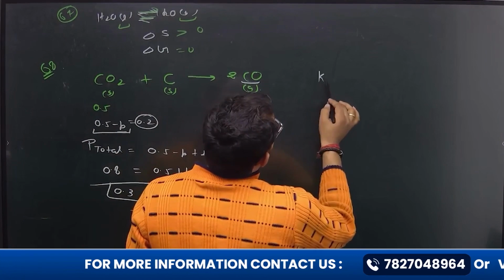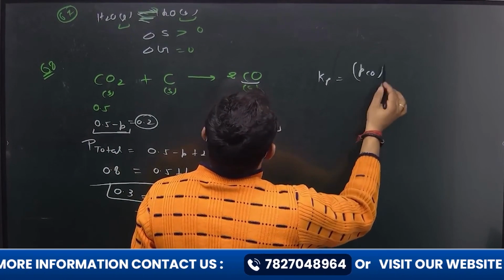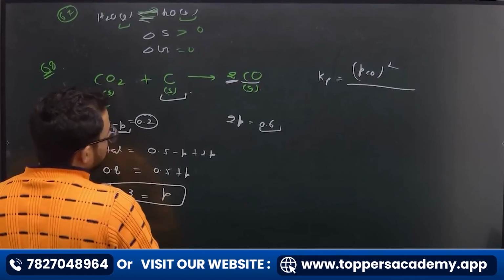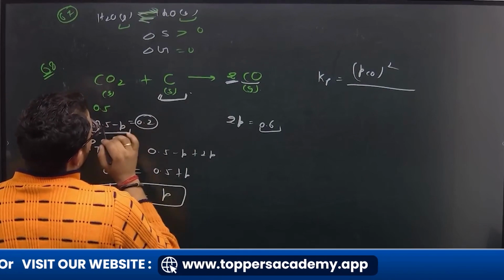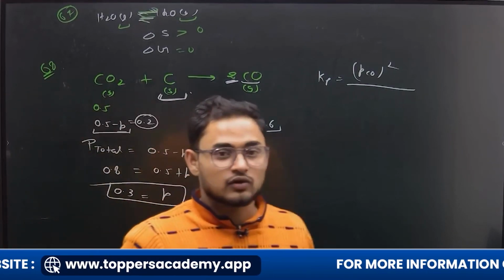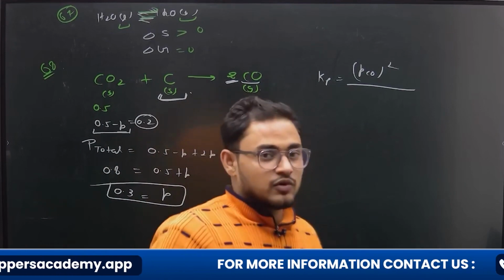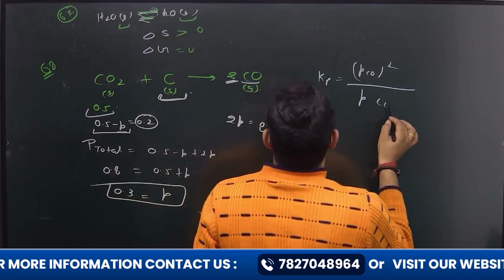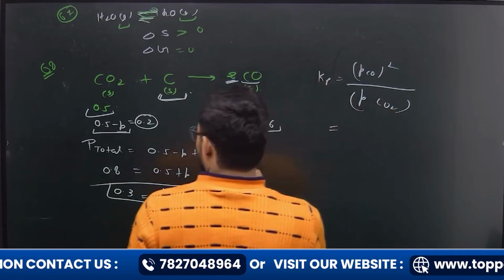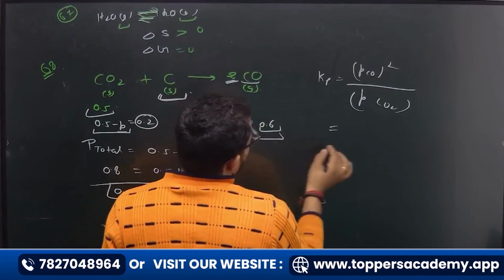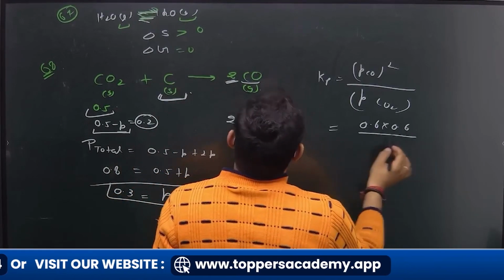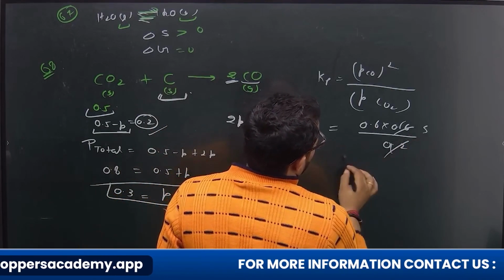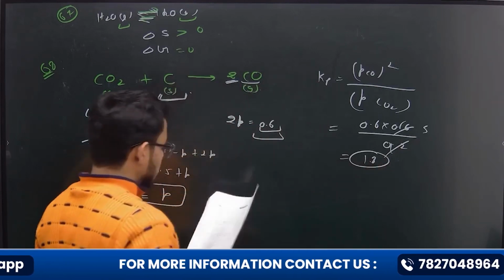Now we know Kp is equal to the pressure of CO squared, because the stoichiometric coefficient is 2. The solid will not be involved in the expression of Kp or Kc; pure solids or pure liquids are not involved in the expression of Kp or Kc. So Kp is the pressure of CO squared over the pressure of CO2. The pressure of CO is 0.6, so 0.6 into 0.6, divided by the pressure of CO2, which is 0.2, gives 1.8. So that was 68.